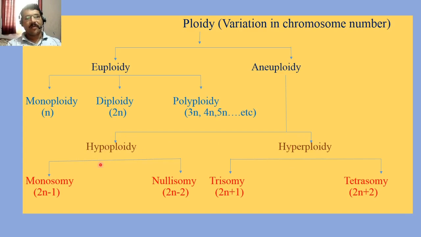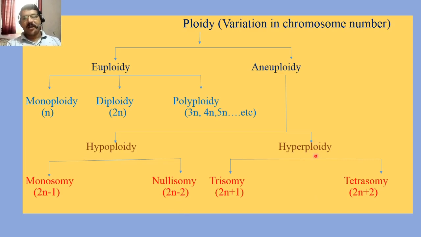Hypoploidy is again of two types: monosomy and nullisomy. When only one chromosome is subtracted or lost, it is monosomy, 2n minus 1. The second type of hypoploidy is nullisomy. Here two homologous chromosomes are subtracted, or one complete homologous pair of chromosomes is lost from the genome, and it is known as nullisomy.